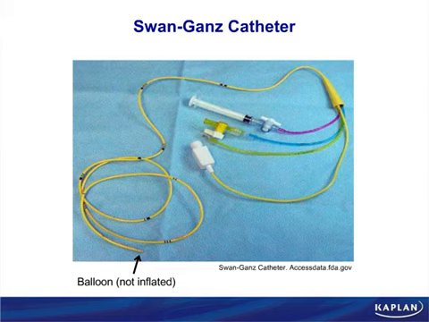So that was the original idea of the Swan-Ganz catheter. So this balloon, we blow it up inside the vasculature, and then we just advance the catheter following the path of blood flow. So we go from the vein, right atrium, right ventricle, then into the pulmonary artery. And that's what we utilize the Swan-Ganz catheter for, to measure pulmonary artery pressure or to measure what we call wedge pressure, which we'll talk about on the next slide.